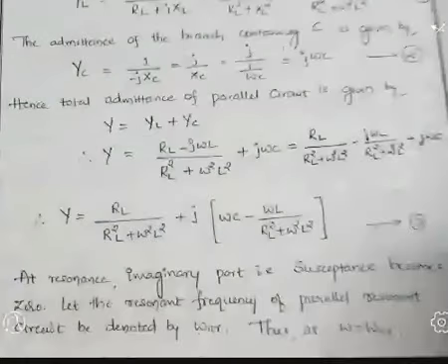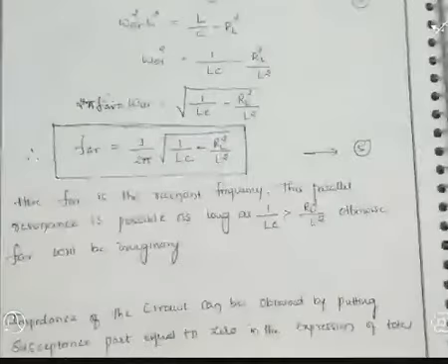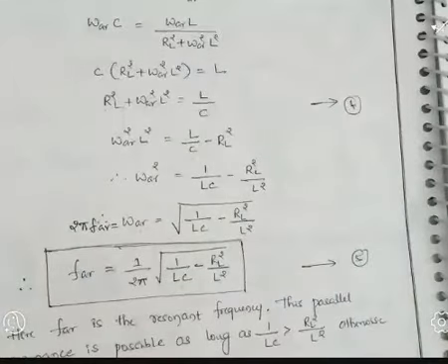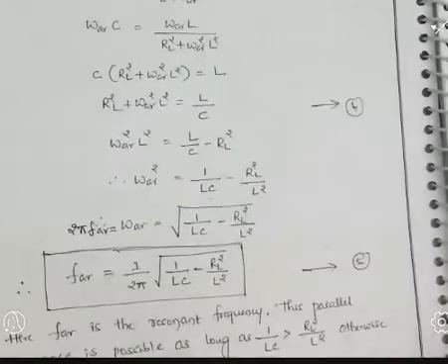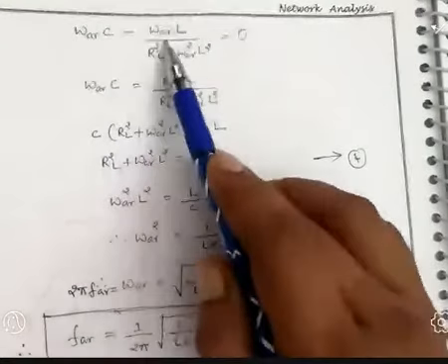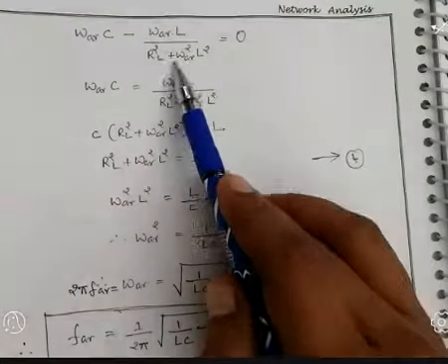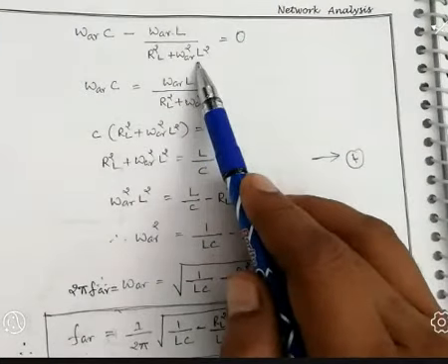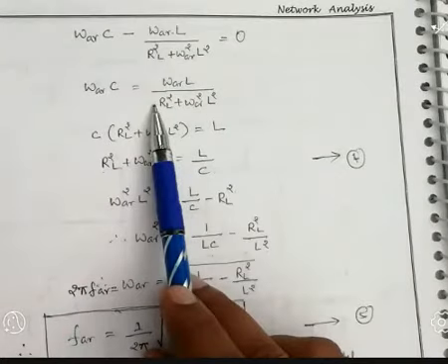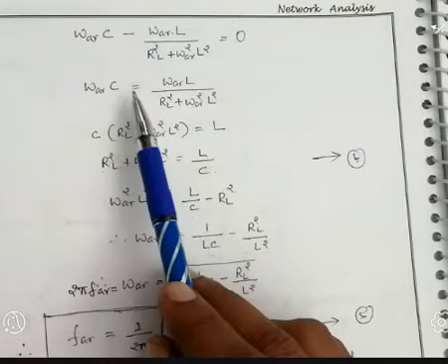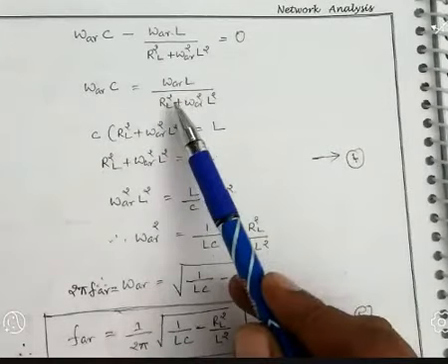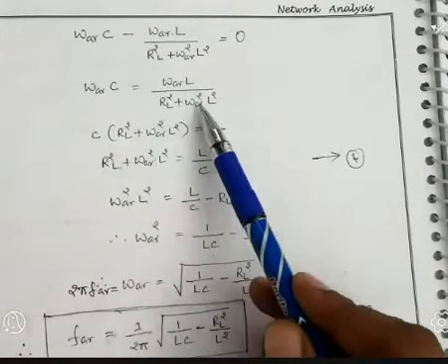Now move on to the next topic, making the imaginary part 0. At resonance, the imaginary part becomes 0. Then the equation becomes omega AR C minus omega AR L divided by RL square plus omega AR square L square equals 0. I will take this part to the RHS. Now this omega AR and this omega AR get cancelled, leaving C equals L divided by RL square plus omega AR square L square.